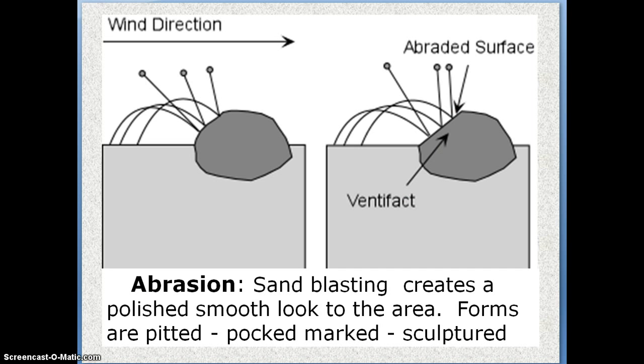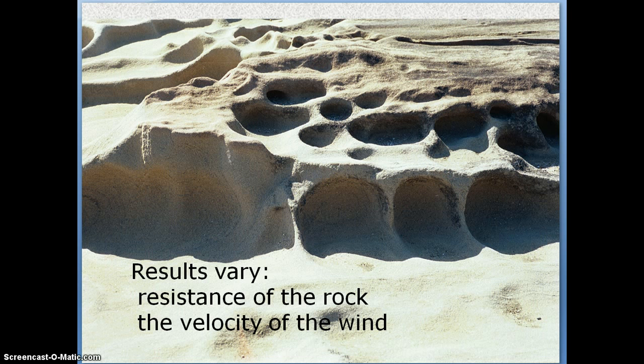With abrasion, you're looking at material sandblasting on other material, and there's a couple landforms that are created by abrasion. One landform is called a ventifact, which means wind-shaped, and it's actually rocks that have been smoothed or grooved or pockmarked as a result of wind-blown material.